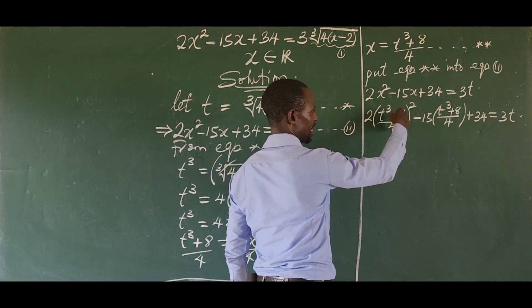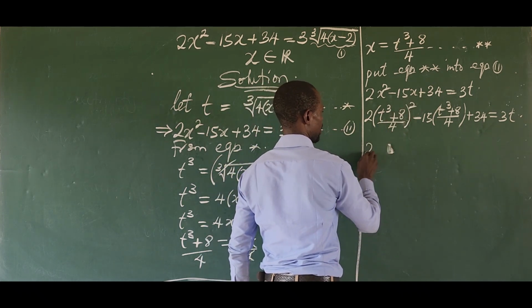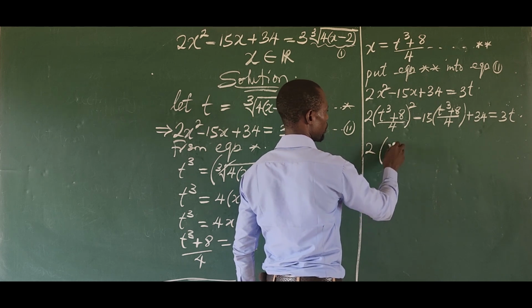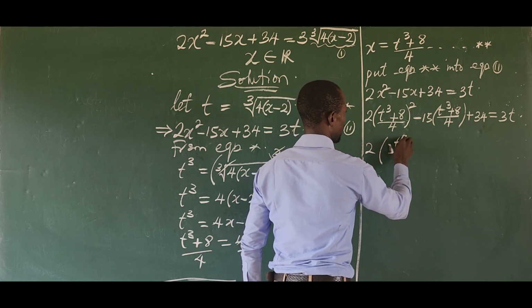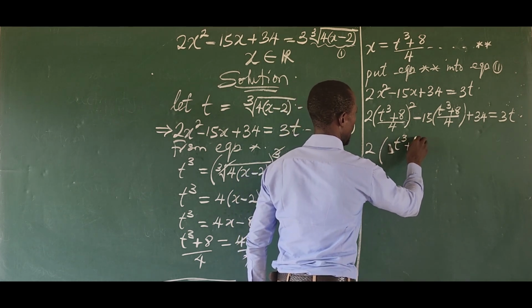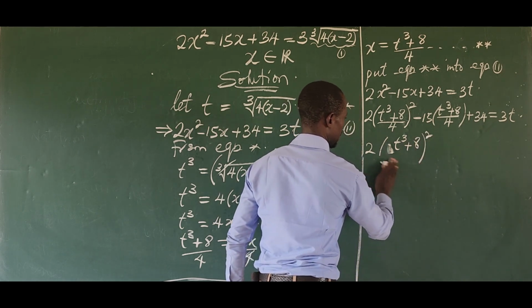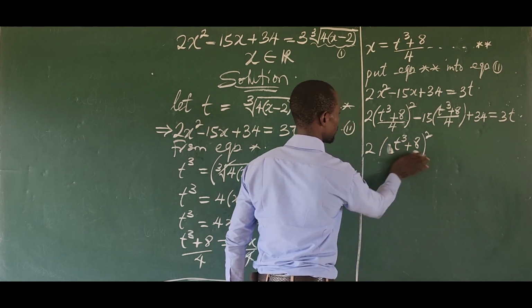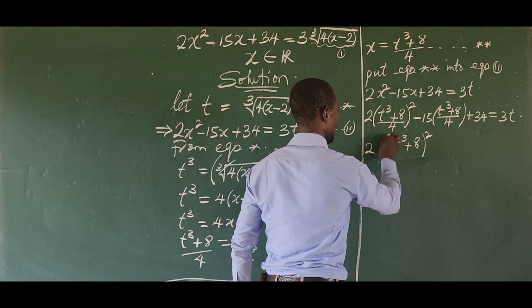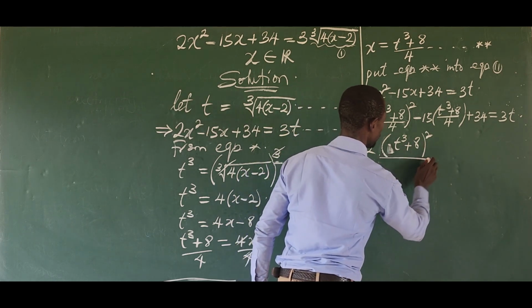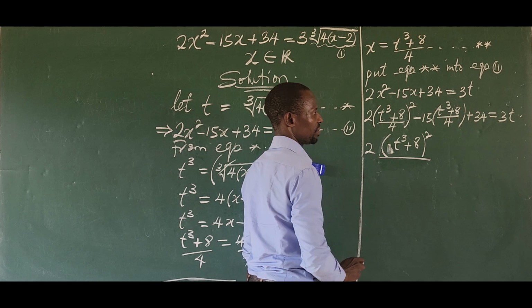So now let's open up here. This 2 here is affecting everything here. So we can rewrite this as 2 into (t³ plus 8), all raised to the power of 2, all over 4 raised to the power of 2, which will give us 16.